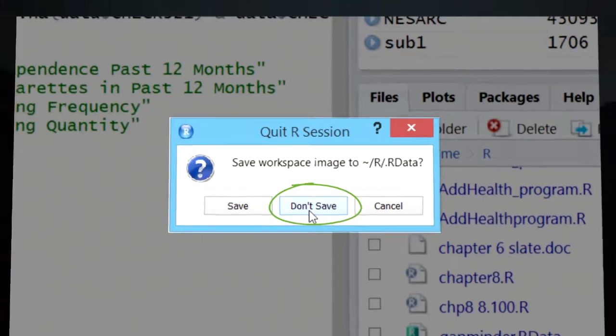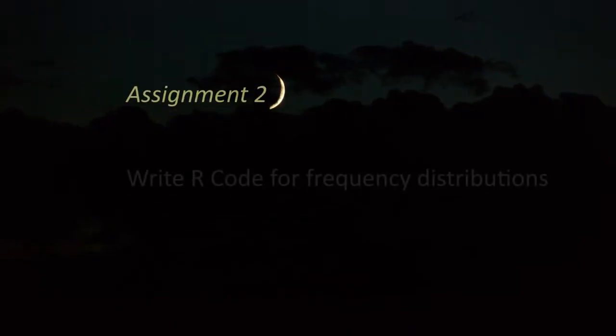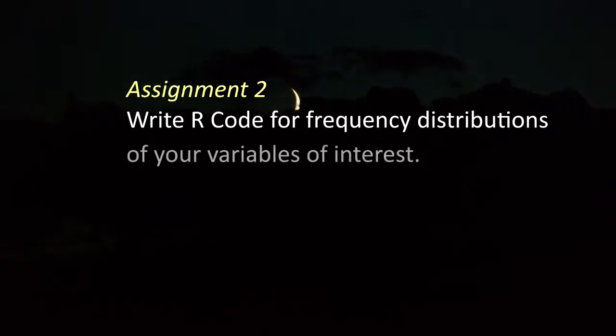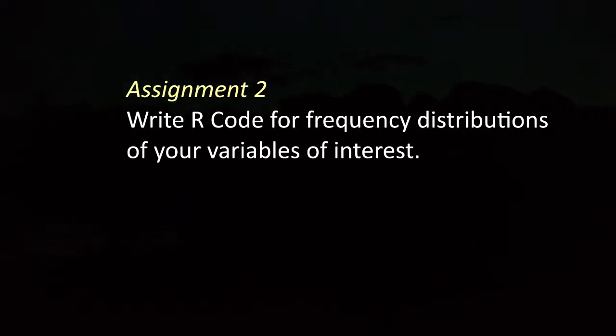You now have the tools you need to complete assignment 2. For this assignment, you should write R code that displays frequency tables for the variables that you've selected for your research question.